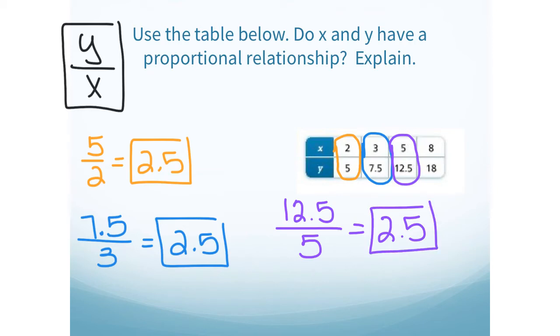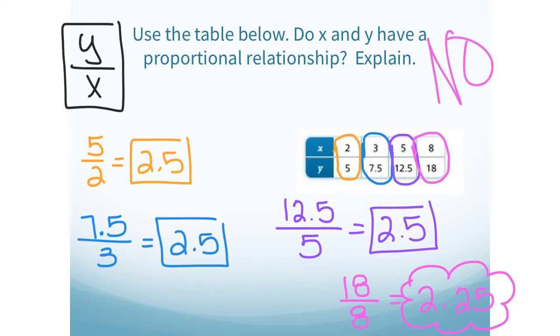But we're not going to stop here because we have one last pair of numbers, 18 and 8. And when we divide 18 over 8, we end up with 2.25. Now this is not the same as the others. And since we have one number that doesn't match the rest, we would say no to it being proportional. In order for a table to be proportional, all the numbers have to divide out y over x to be the same value. Let's try the next one.